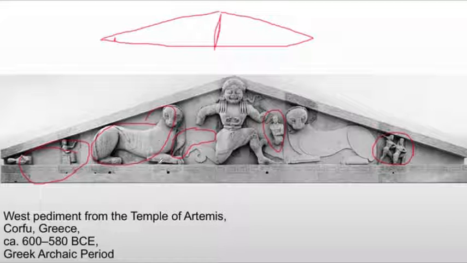So we have a lot of things going on here. We're reading it independent of the rest of the temple here, but this would have been read with the rest of the temple, all the metopes, the other pediment, the cult statues. And it all would have spoken to stories about the goddess Artemis in one way, shape, or form.